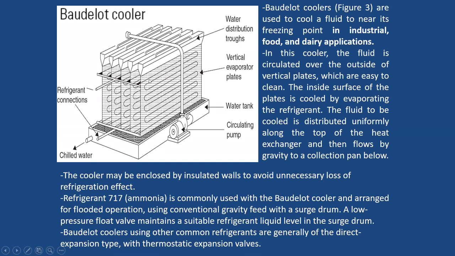Ammonia is commonly used with the Baudelot cooler because these are generally used in large installations. So ammonia is the preferred refrigerant for large installations and arranged for flooded operation using conventional gravity feed with a surge drum. A low pressure float valve mechanism maintains a suitable refrigerant liquid level in the surge drum. Modular coolers using other common refrigerants are generally of direct expansion type or thermostatic expansion.